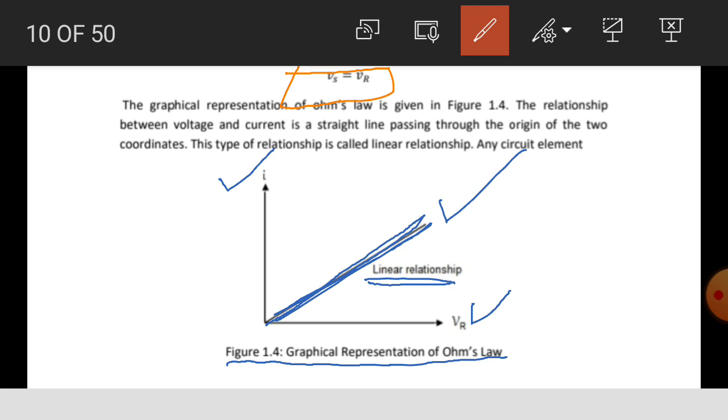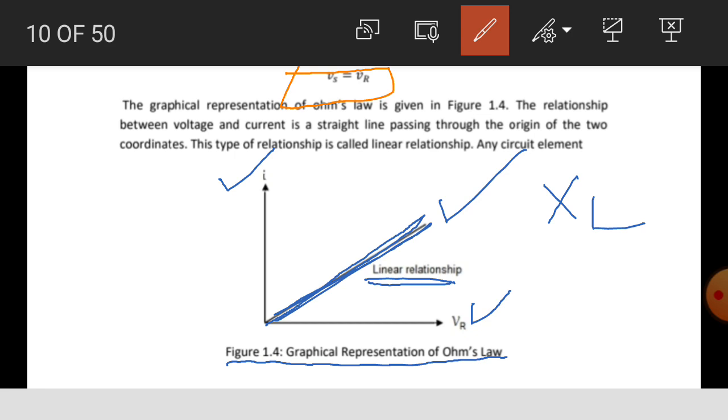Resistor is a linear circuit element because if you increase the voltage across the resistor, the current in the resistor will increase linearly and you will get a straight line between these two quantities. Inductor is a linear circuit element as well. If we increase voltage across the inductor, the current in the inductor will increase linearly. In that particular case, the inductive reactance of the inductor is constant.